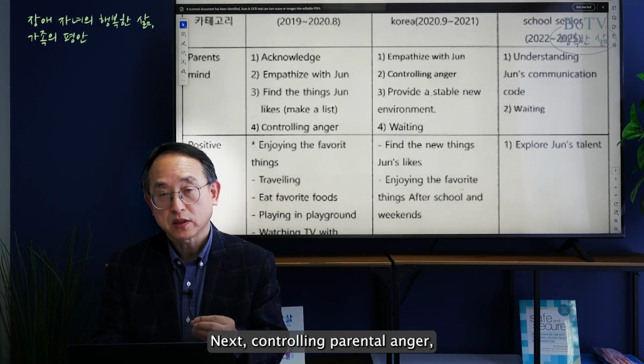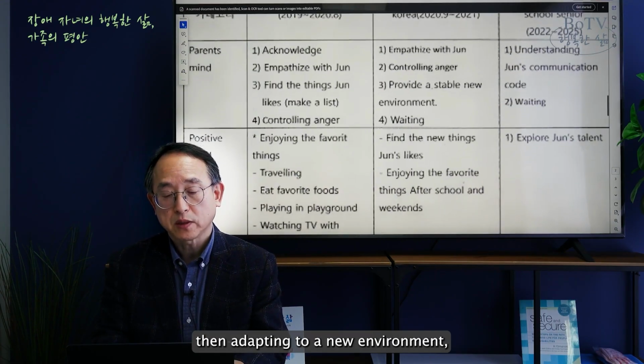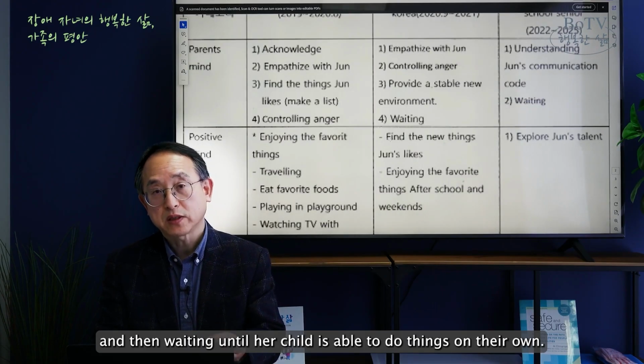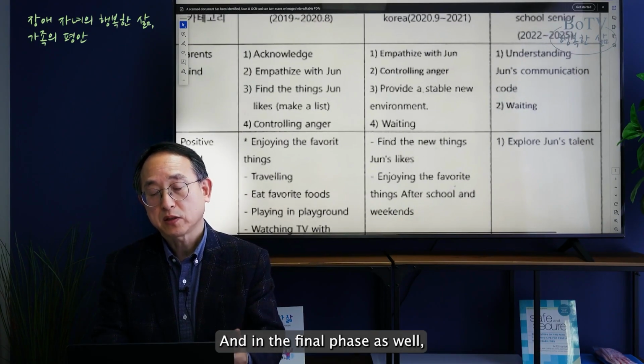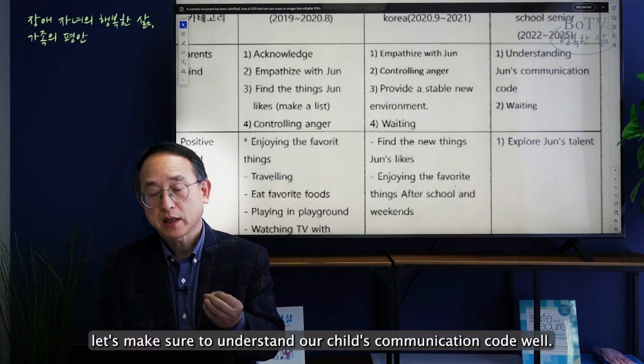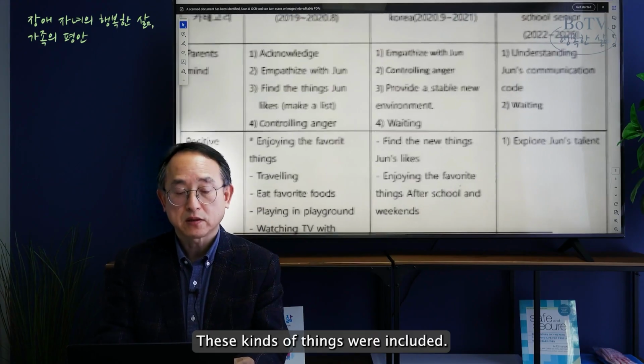Even in the second phase, after returning to Korea, continuing to empathize remains important. Next, controlling parental anger, then adapting to a new environment, and then waiting until your child is able to do things on their own. These were all included. And in the final phase as well, let's make sure to understand our child's communication code well. Then let's be patient and wait. These kinds of things were included.